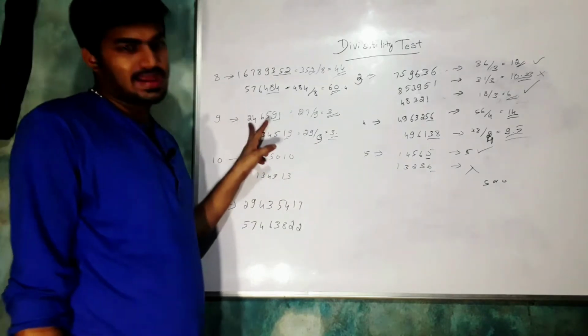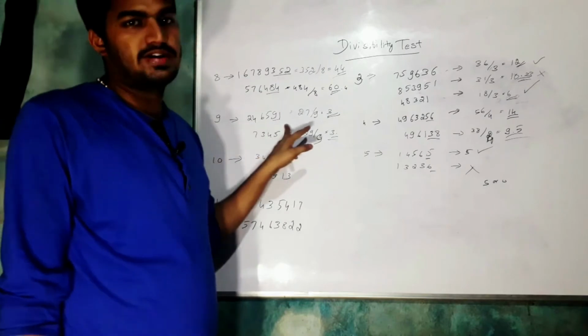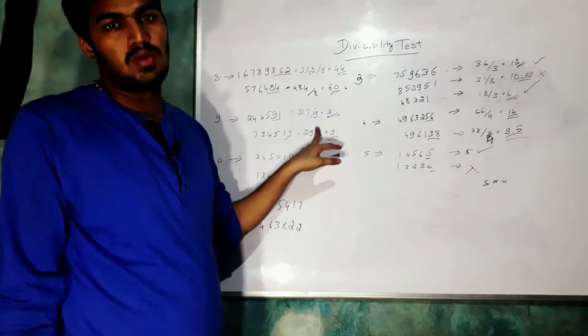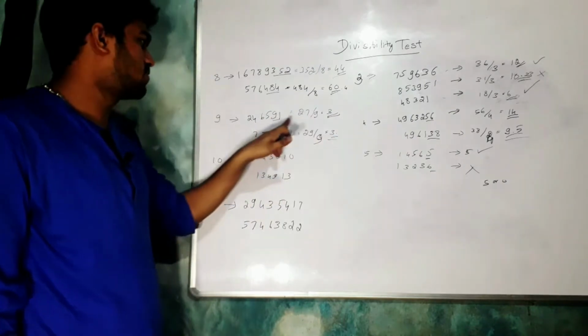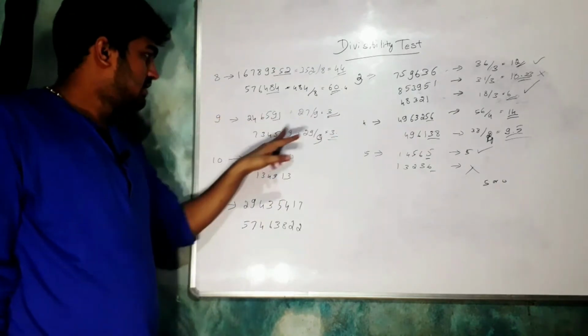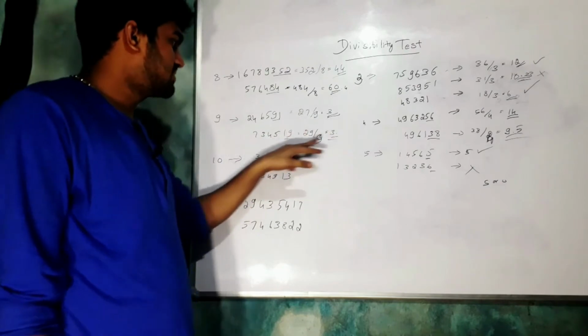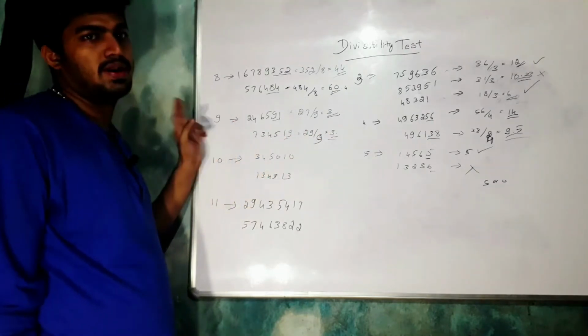So simple. Just add all the digits. Check whether the sum is divisible by 9. If it's divisible by 9, that means this whole number is divisible by 9. If not, that means this number also is not divisible by 9.